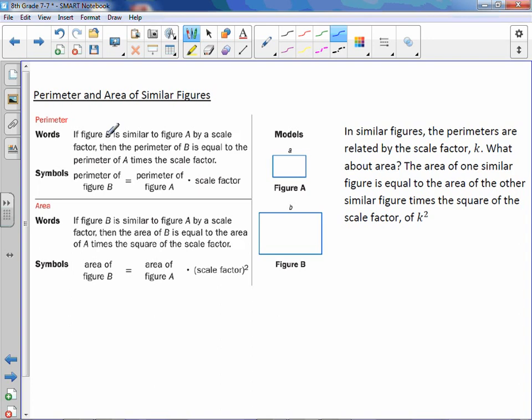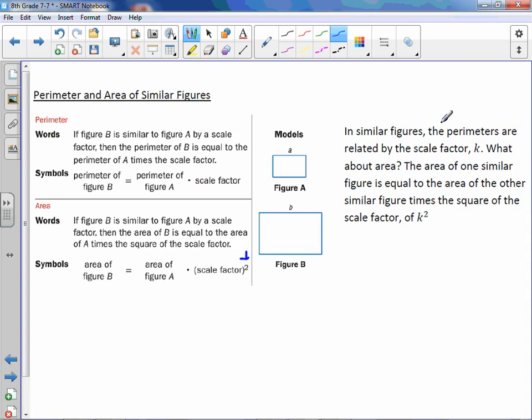If figure B is similar to figure A by a scale factor, then the perimeter of B is equal to the perimeter of A times that scale factor. Similarly, with area, as long as figures A and B are similar, the area of figure B is equal to the area of figure A times that scale factor squared.